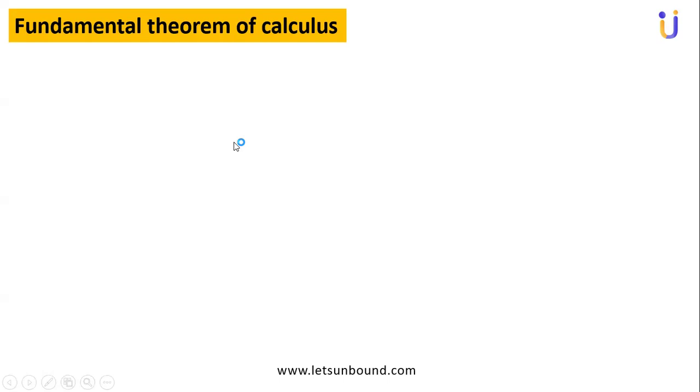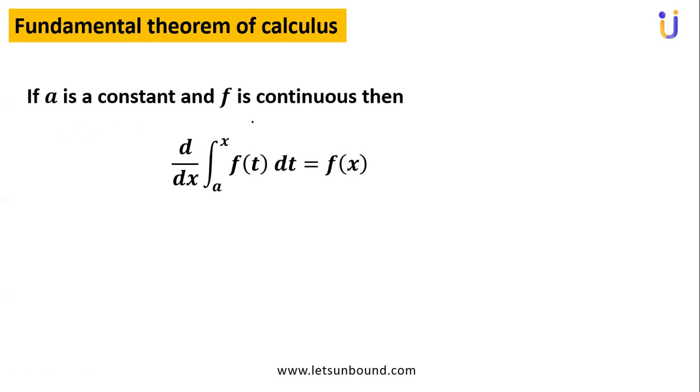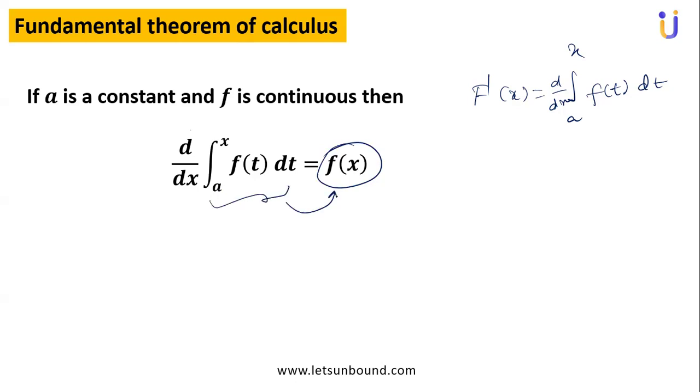Now, the fundamental theorem of calculus, let's connect. If a is a constant and f is continuous, then do you remember the accumulation function can be written like this, the integral from a to x of f of t dt. Now, if you differentiate this, d by dx, what should I get? I should get F dash of x, but the fundamental theorem says it will give you back f of x. If you differentiate the accumulation function, it will give back the original function, right?